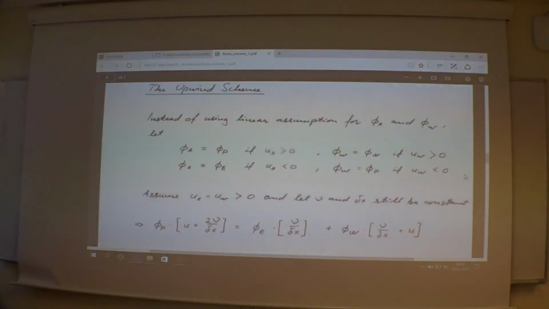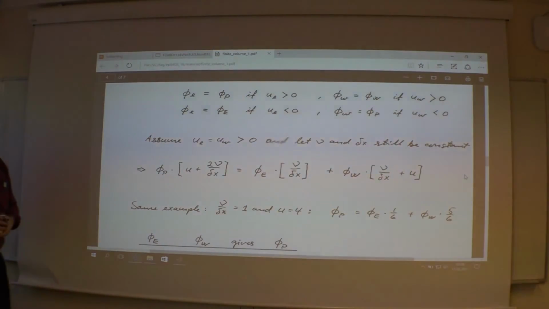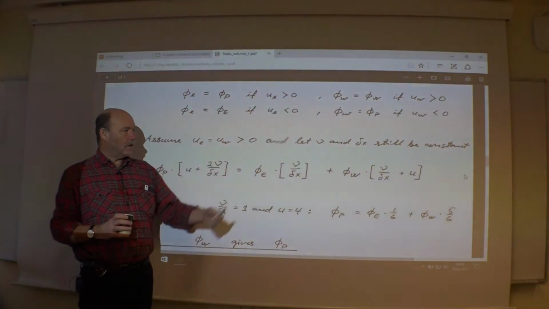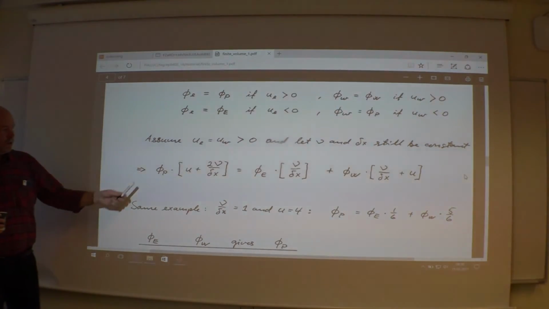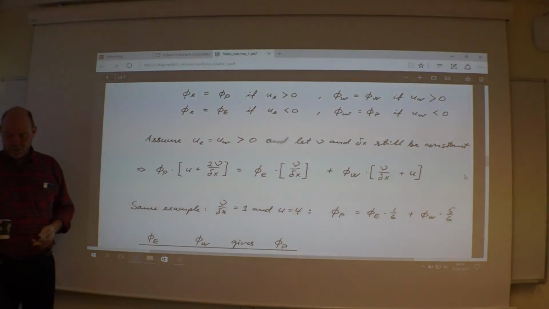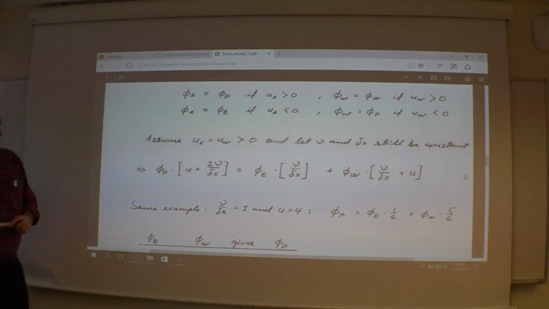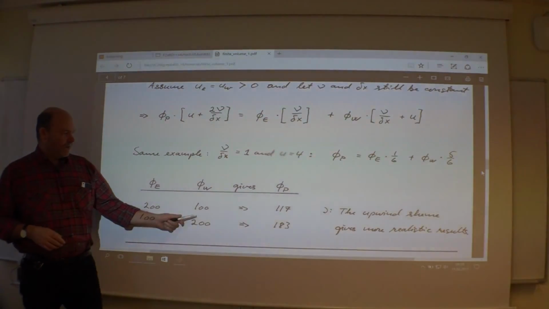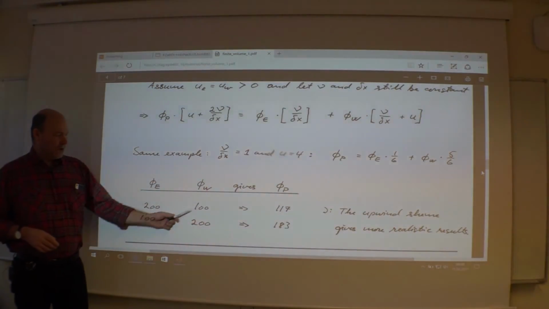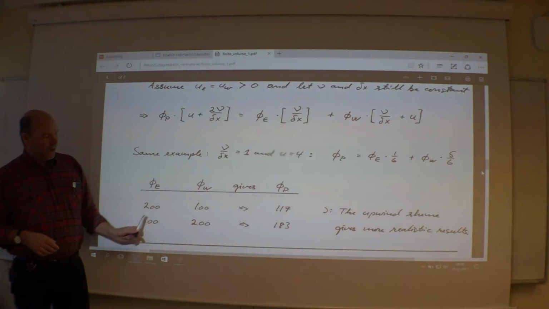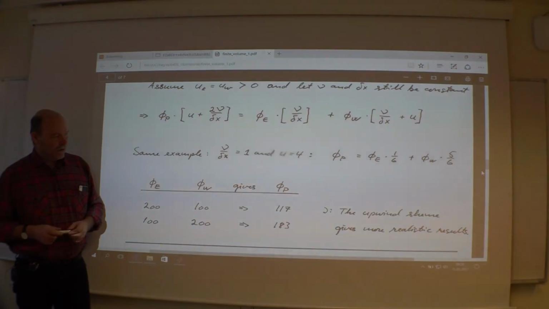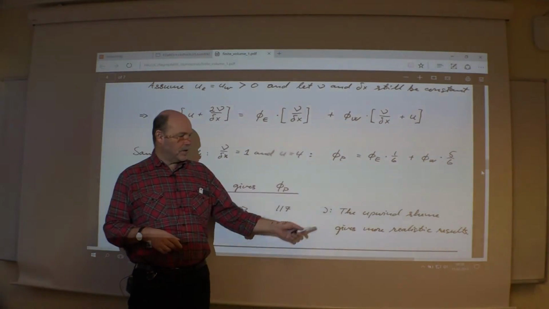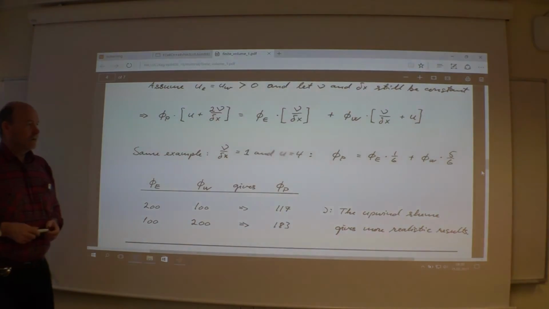So here we now say the velocity is positive, and again viscosity and delta x are constant. You will have this recipe. And what now? Well, for the solution, much more realistic. You'll have a value that will be bounded between these two, either way you flip them. So now he concludes the upwind scheme gives much more realistic results, and everybody's happy.